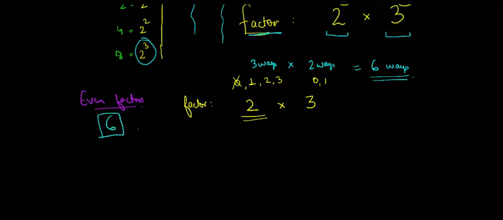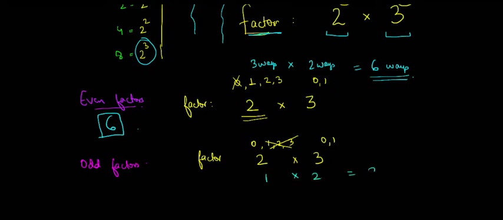Let's see how many odd factors we can make. In this case, we'll have no 2's because even a single 2 can make this number even. So the power of 2 has only one option, 0. There's just one way to fill the power of 2. Again, the power of 3 can have 2 ways. And 1 times 2 is 2. So there are 2 odd factors of 24, which are 1 and 3.